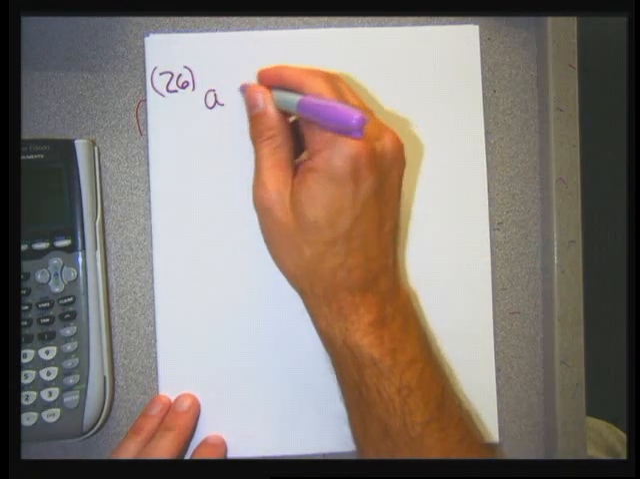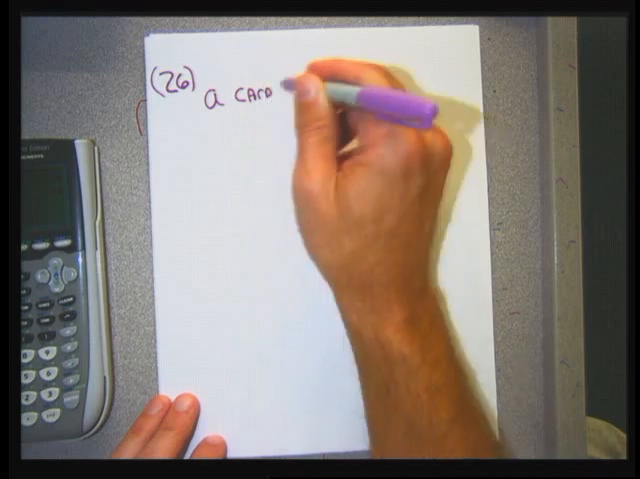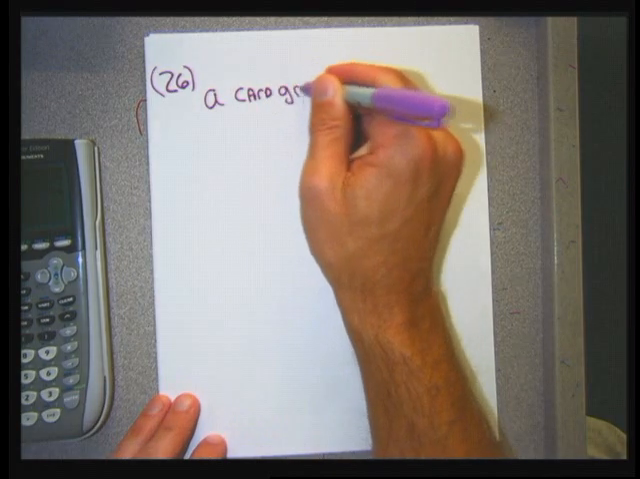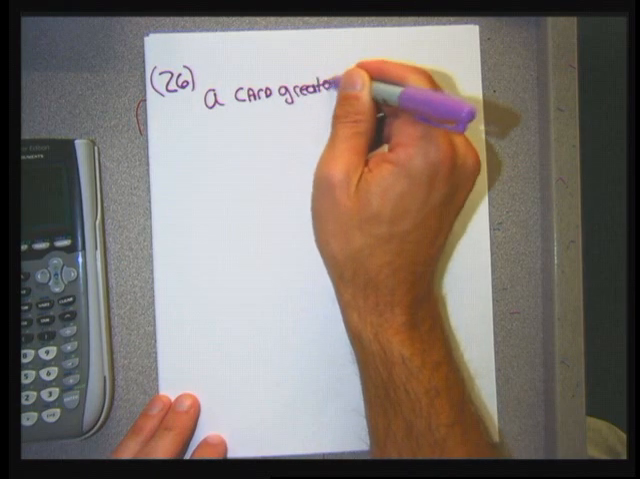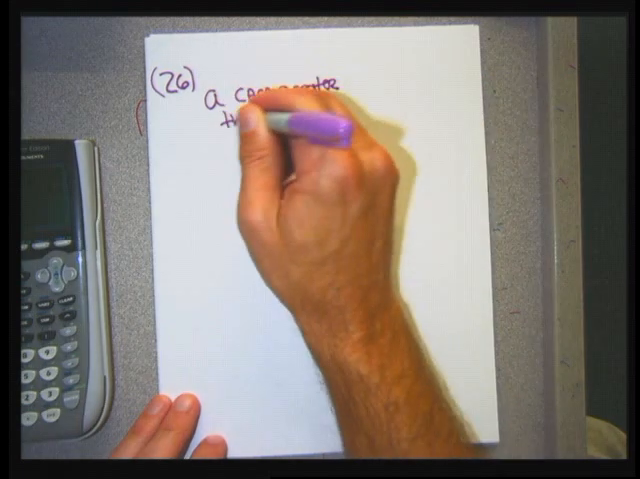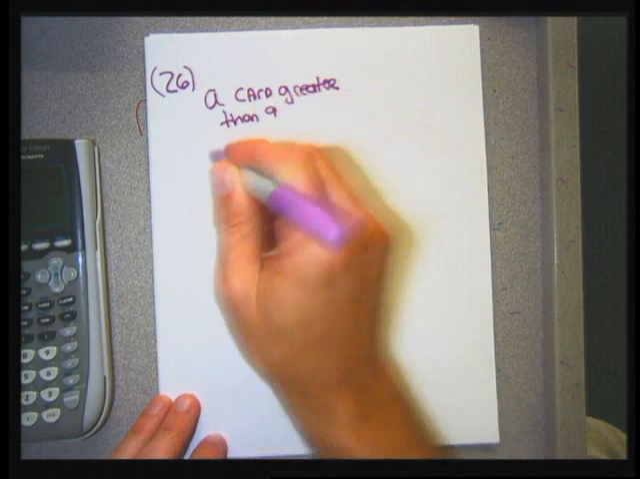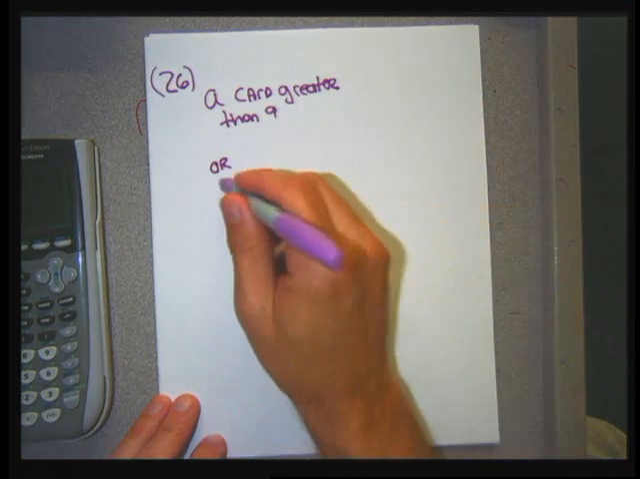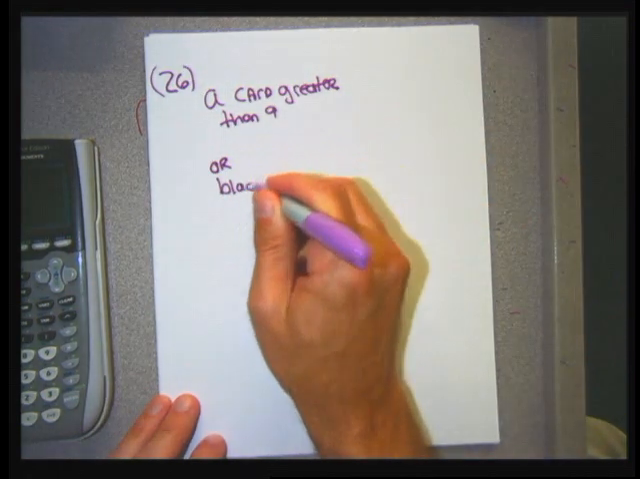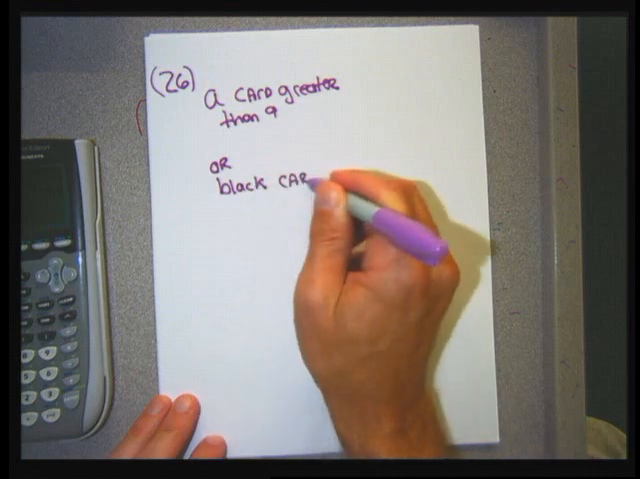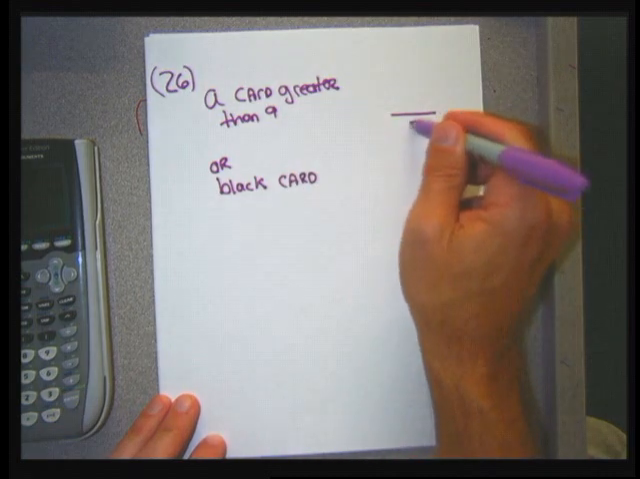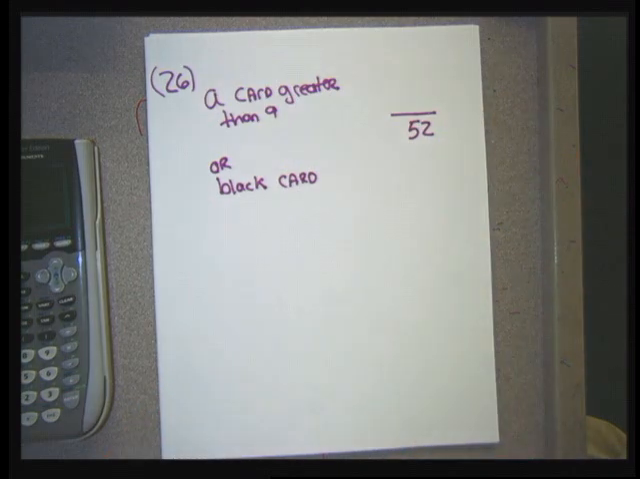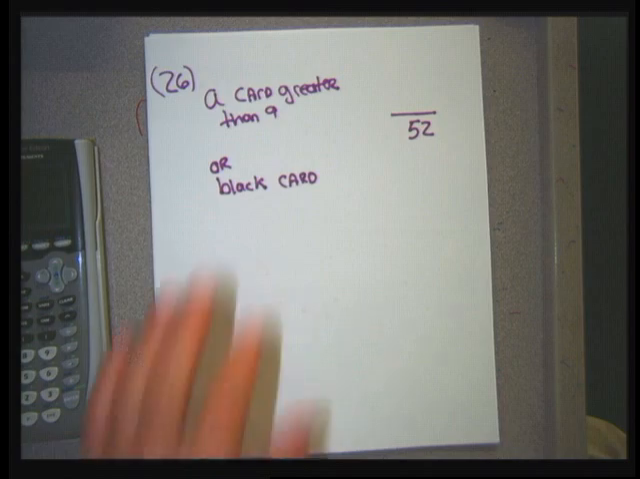So the first thing the author says is get a card greater than a 9, and our author considers an ace low. And then the author says, or any black card. The fraction is going to have a 52 in the denominator because I can get any one of 52 cards. When I'm listing all of the items, I just want to make sure not to double list. Black cards are easier for me.